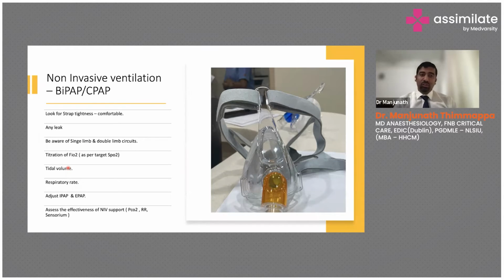Start the patient on an IPAP of around 12 or 14 and see the tidal volume. If it is more than 250 or 300, keep watching for at least the next 1 hour. Repeat the ABG and see. If you feel the CO2 is coming down, if the tidal volume is better, and the patient becomes fully conscious, then after 2 hours give a break and start him again on NIV support and assess the effectiveness, with the PCO2 levels, the respiratory rate, and the sensorium.